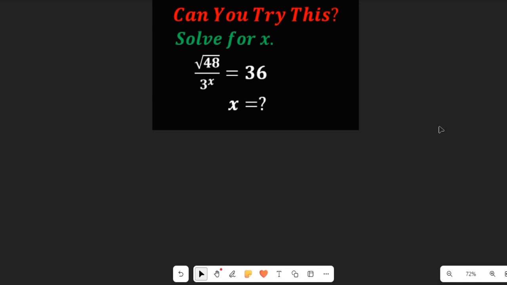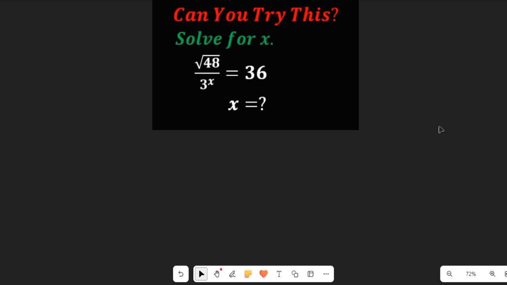Can you solve for x in the square root of 48 divided by 3 to the power of x equal to 36? Try this, pause this video a little, get your solution, and then watch this video to the end in order to find if your solution corresponds with what you're going to find at the end of this video. If it does, bravo. Let's get started.